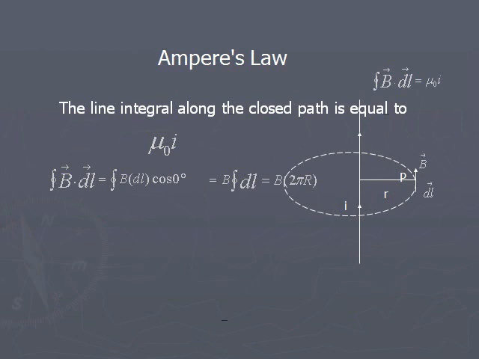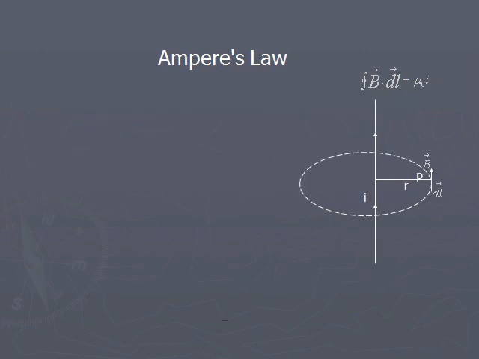Hence B is constant. Taking B out of the integral, we get B times the closed integral of dl. That means dl is to be integrated around this circle. So the integral of dl will be equal to the circumference of this circle, 2 pi r.